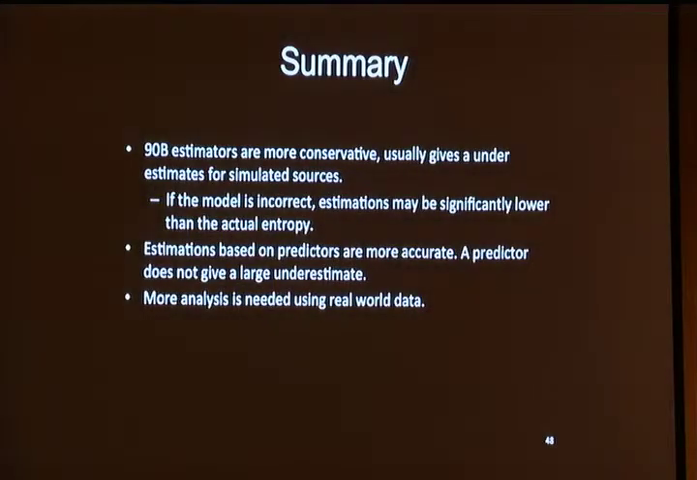As a summary, 90B estimates are more conservative and usually provide an underestimate for our simulated sources. And if the model is incorrect, it can be a significantly lower estimate. But at the same time, there are some situations that the current 90B tests are unable to catch, and in those cases we were able to show some that give very significant overestimates too.